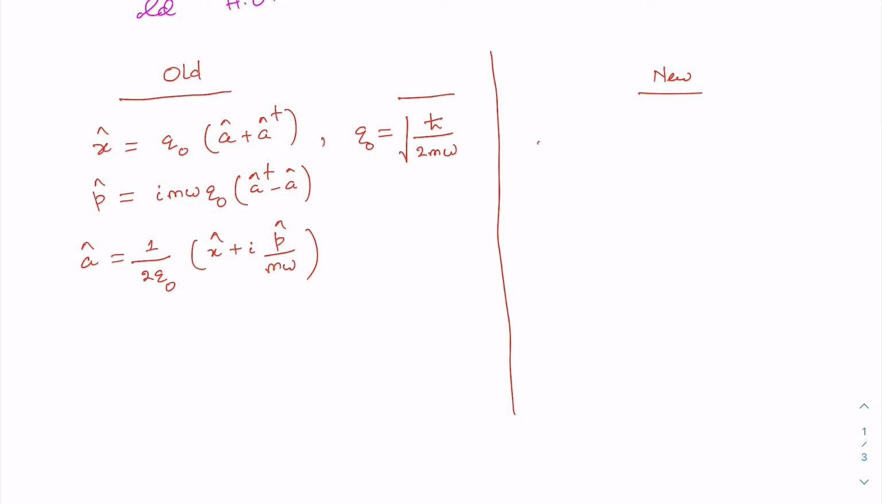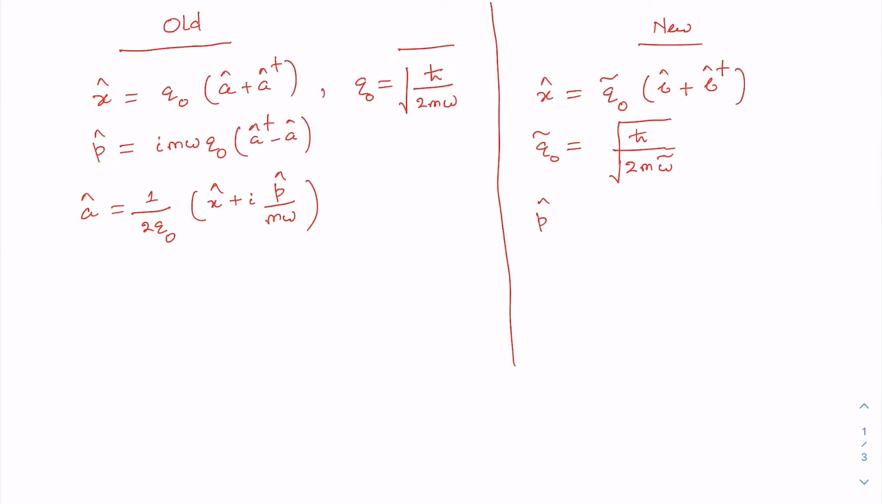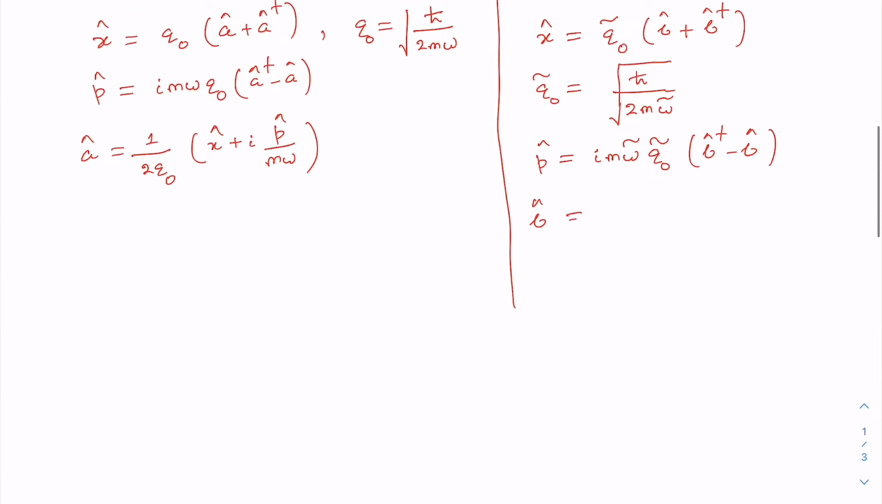Now the new harmonic oscillator has position operator x cap, zero point fluctuation q0 tilde, annihilation operator b, and creation operator b dagger. It is the same harmonic oscillator, only the frequency has been increased. The momentum operator would be i m omega tilde q0 tilde (b dagger minus b). Therefore, b can be written as 1 by twice q0 tilde times (x plus ip by m omega tilde).